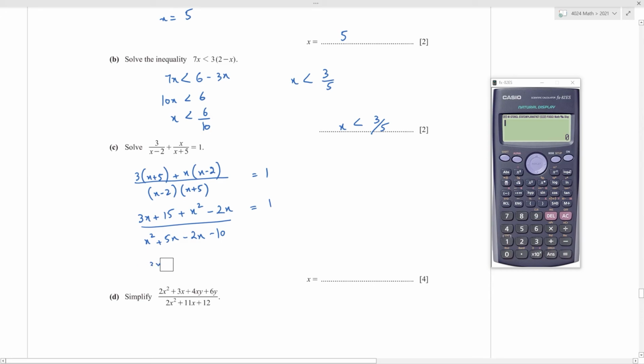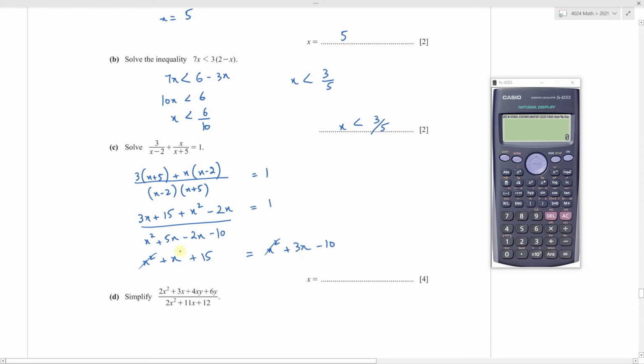So let's simplify the numerator as well. So I have x squared minus 2x plus 3x will be plus x plus 15, and 5x minus 2x will be 3x. So this x squared, 5x minus 2x is plus 3x minus 10. So I took it to the other side, but I also simplified it in the same step. So 5x minus 2x is 3x. So this x square cancels out.